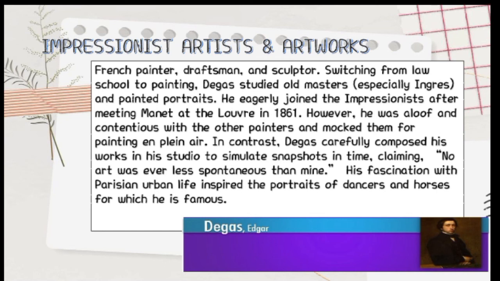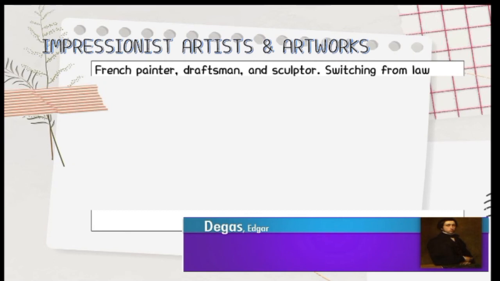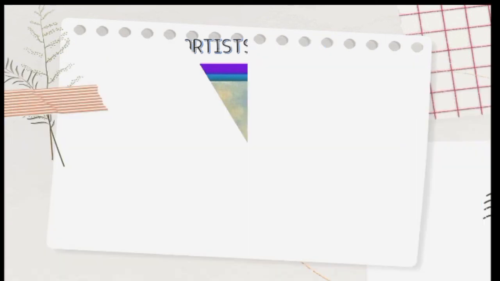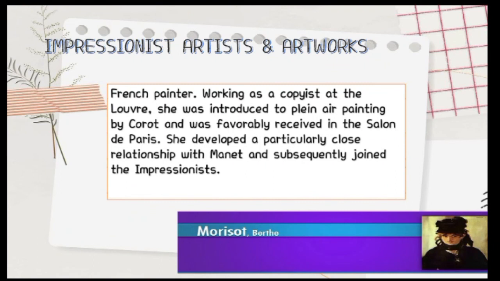In contrast, Degas carefully composed his works in his studio to simulate snapshots in time, claiming, "No art was ever less spontaneous than mine." His fascination with Parisian urban life inspired the portraits of dancers and horses for which he is famous. His artworks are The Dance Class, 1876, A Carriage at the Races, 1872, and A Little Dancer of 14 Years, 1881.